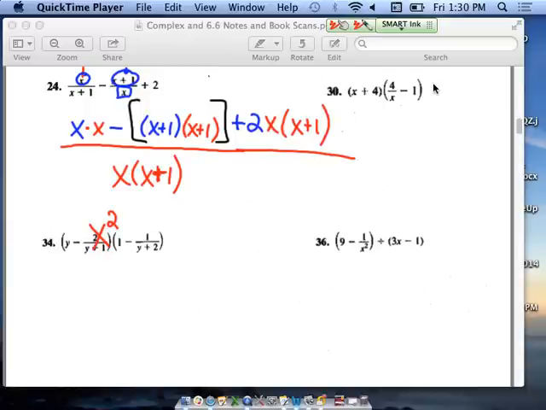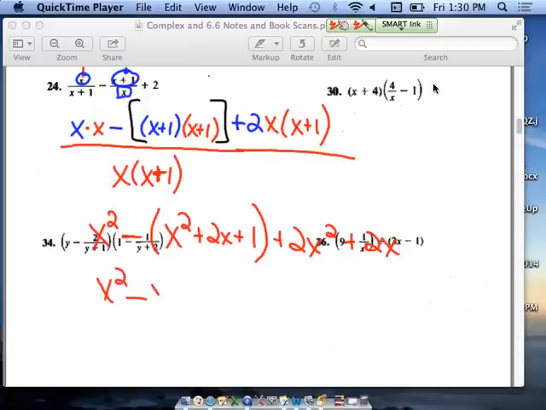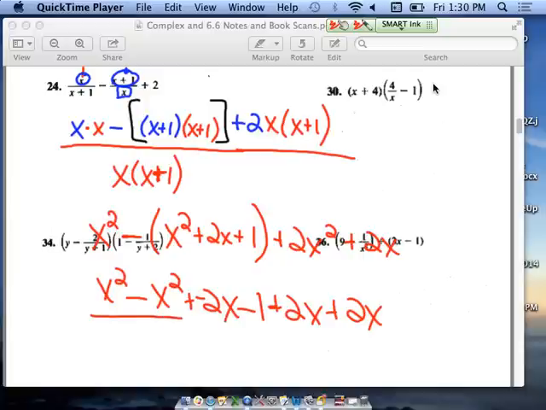So x times x will be x squared. And then I'm subtracting the product when I multiply this out. That gives me x squared plus 2x plus 1. And then I'm left with 2x squared plus 2x. When I remove the grouping symbol, I have x squared minus x squared plus a negative 2x minus 1 plus 2x squared plus 2x. And of course, all of this is over my LCD.